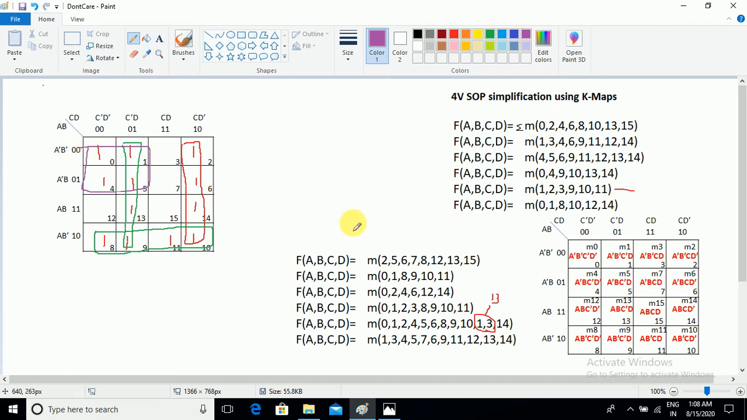Okay, then the last one, 1 3, 1 3 4, 5 7 6 9, 11 12, 13, 14. Okay, here also it is the same as the first problem.